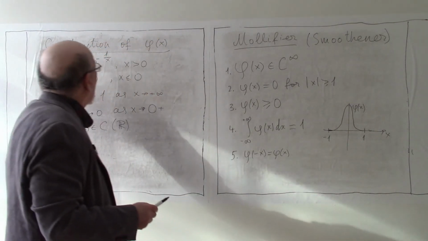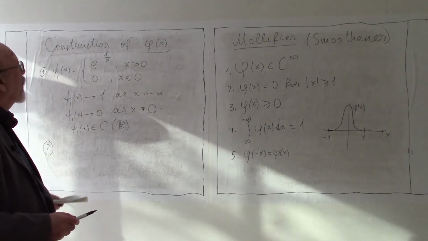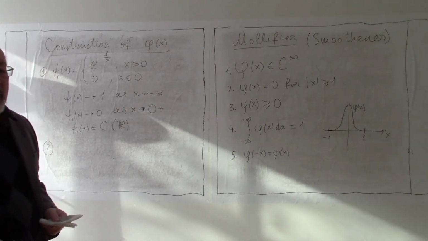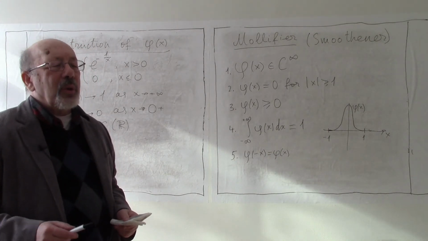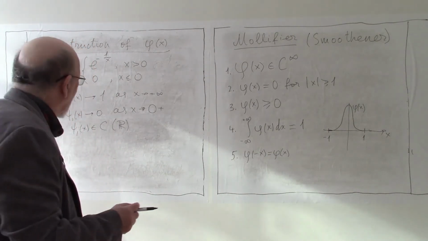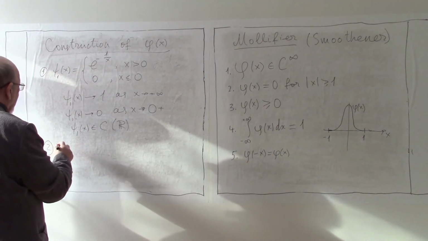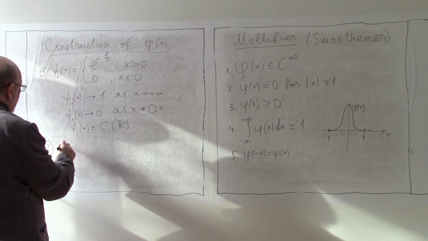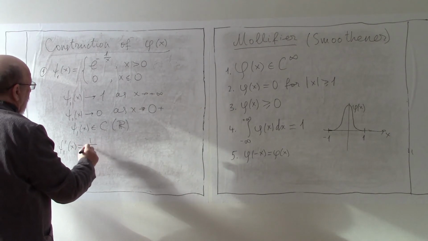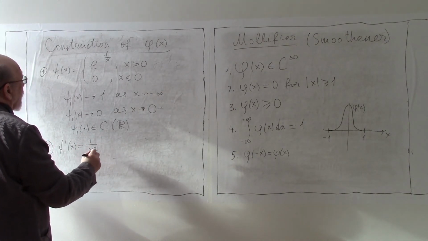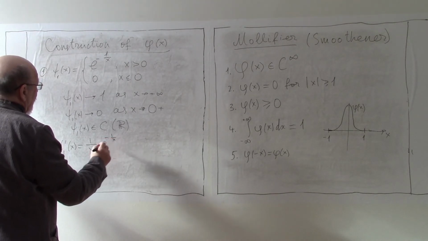this function is obviously infinitely many times differentiable for positive x and for negative x. But what about the point 0? Let us find the derivative. Psi1 prime of x equals 1 over x squared e to the minus 1 over x.